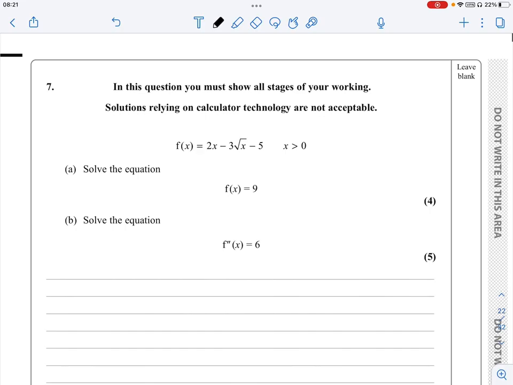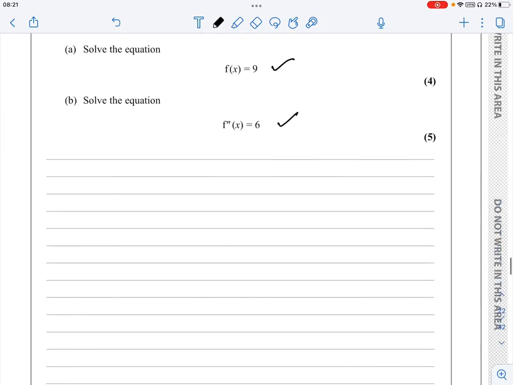Next, question number 7. In question number 7, f of x equals 2x minus 3 root x minus 5. Solve f of x equals 9 and solve f double prime x equals 6.